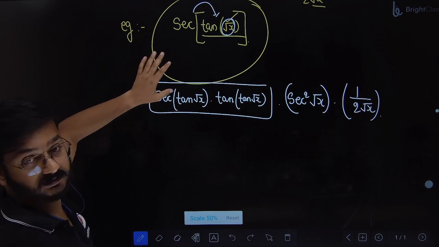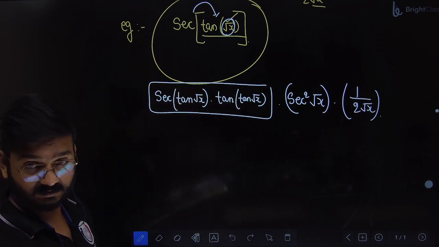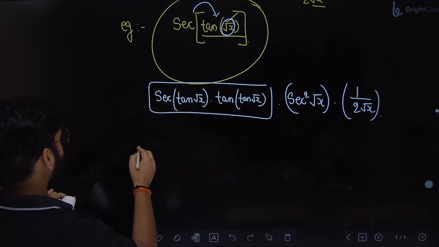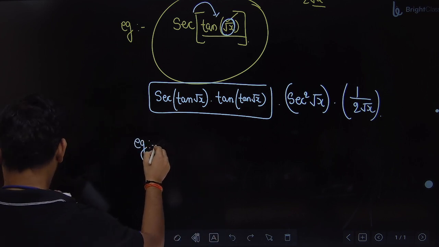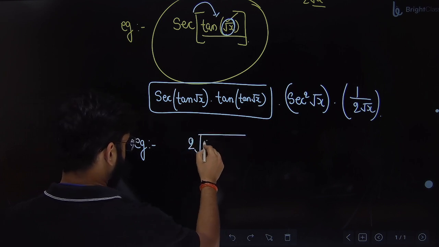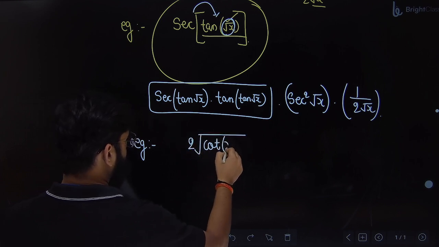So any questions? The chain rule is clear. I'm giving one more problem because after that it becomes a repetition. No need to spend more time on this. So the function is 2 times the square root of cot of x square.